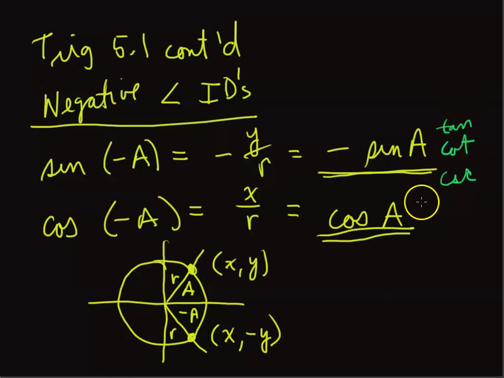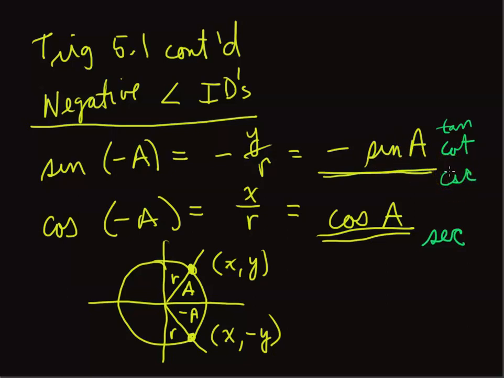Even if they include an x, the x doesn't change. So all of these will change. The only one that won't change is the one that just includes x, the secant. Because secant is 1 over cosine and cosine is positive, it still remains positive here. All of these will have that negative y that will change all theirs to a negative tangent, a negative cotangent, and negative cosecant.